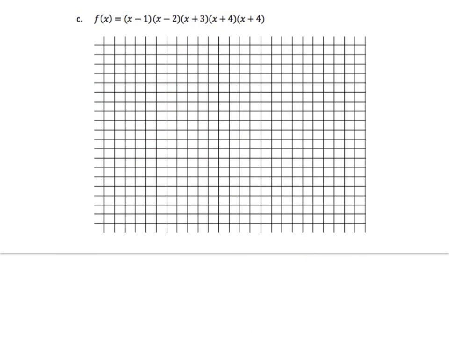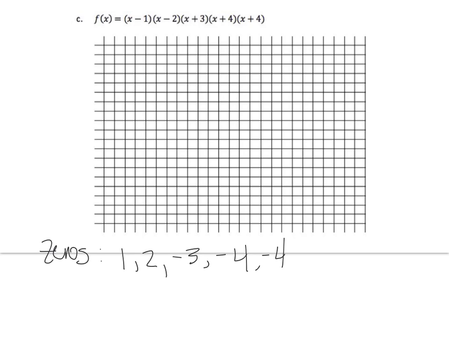All right, let's try another one. We have all of our answers. I have my zeros. I have a 0 of 1, 2, I can't see that. Hold on, let me get my student book out. There we go: 1, 2, -3, -4, and -4.